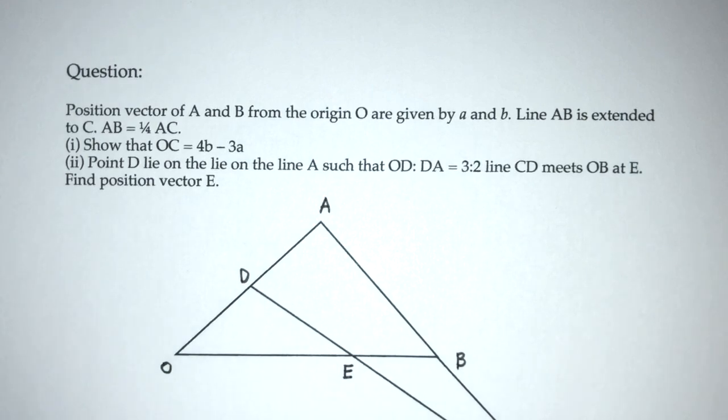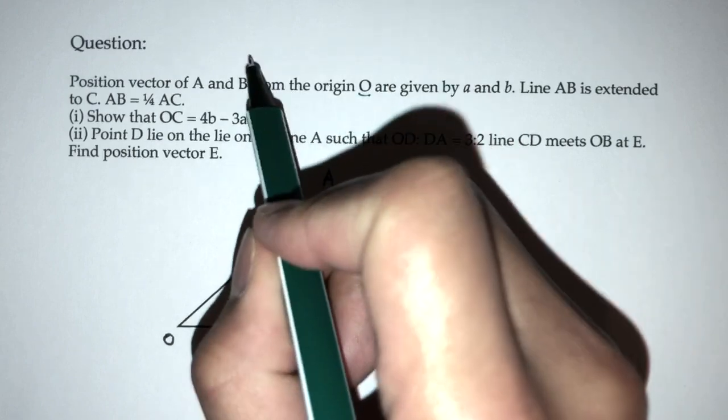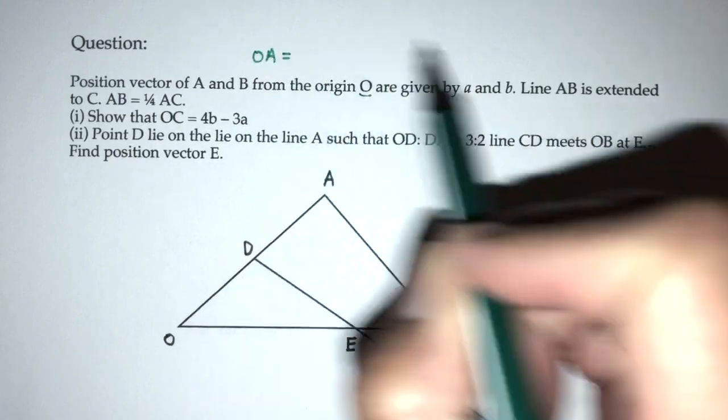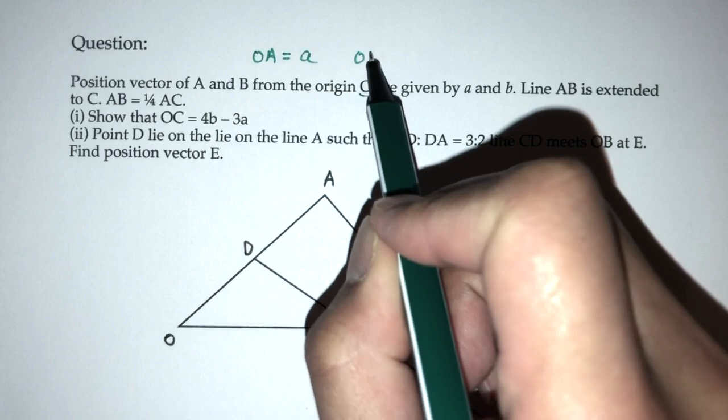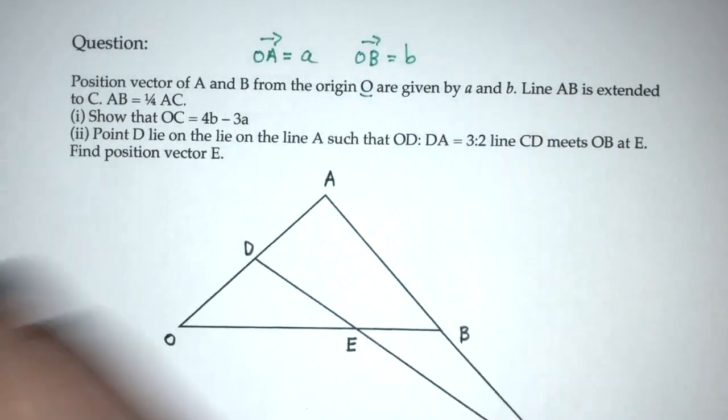But either way, let's move on and see what we can do. Here we have the position vectors of A and B, which are from the point O. It means that OA is equal to A and OB is equal to B. That's the first two things given to us, right?